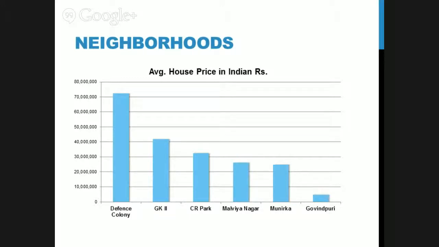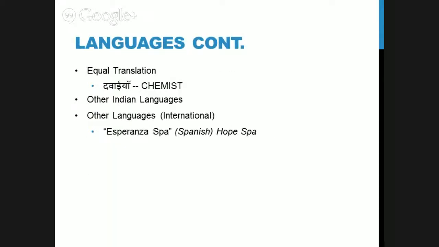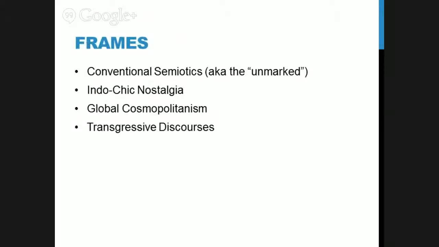All right, these are some of the languages I was looking at. There's 8 of them. I'm not going to go into them too much, but if you have questions, feel free to come up to me and talk about it. All right, so moving on to frames. This is what I was testing with my survey, right? When looking at all these different signs, I chose the frames. 2 of these come from previous work on linguistic landscapes. Conventional semiotics and transgressive discourses come from Scollon and Scollon's work on linguistic landscapes. And then endo-chic nostalgia and global cosmopolitanism I got from discussions of recent patterns in upper middle class Indian society, work done in sociology, anthropology, etc.